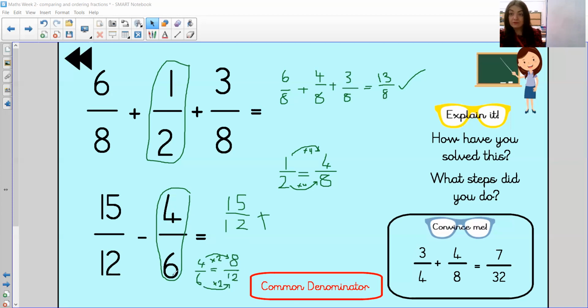So it's still the same amount. I'm not changing the amount I'm adding. I'm just making it so that I can add them together because they are then the same amount of parts. So 15/12 I've already got. That can stay the same. I'm going to add my 8/12.